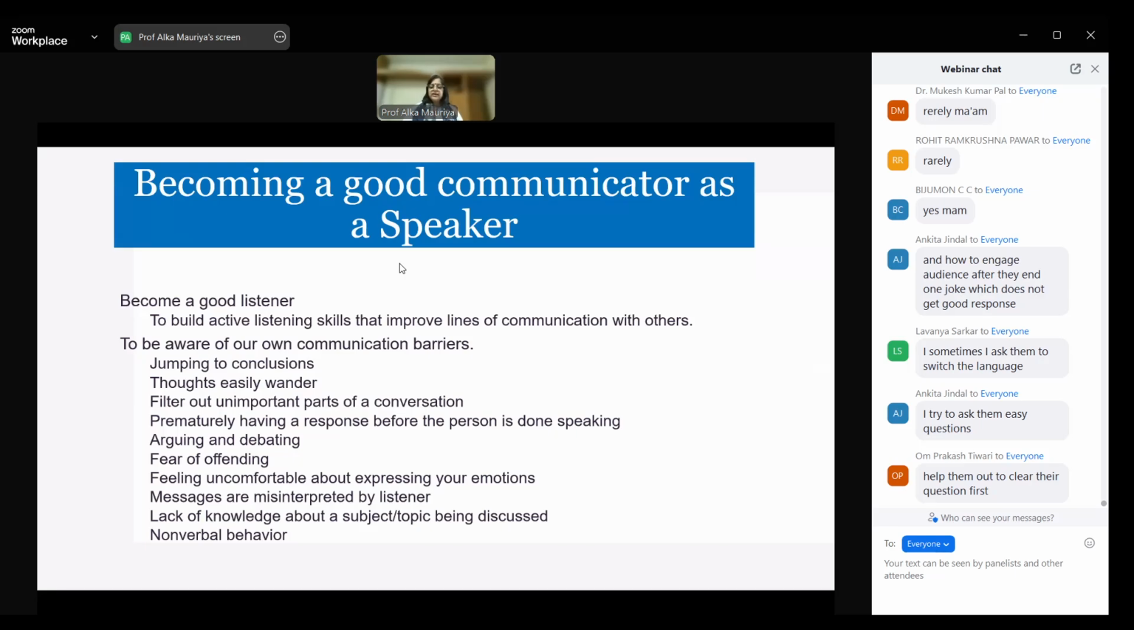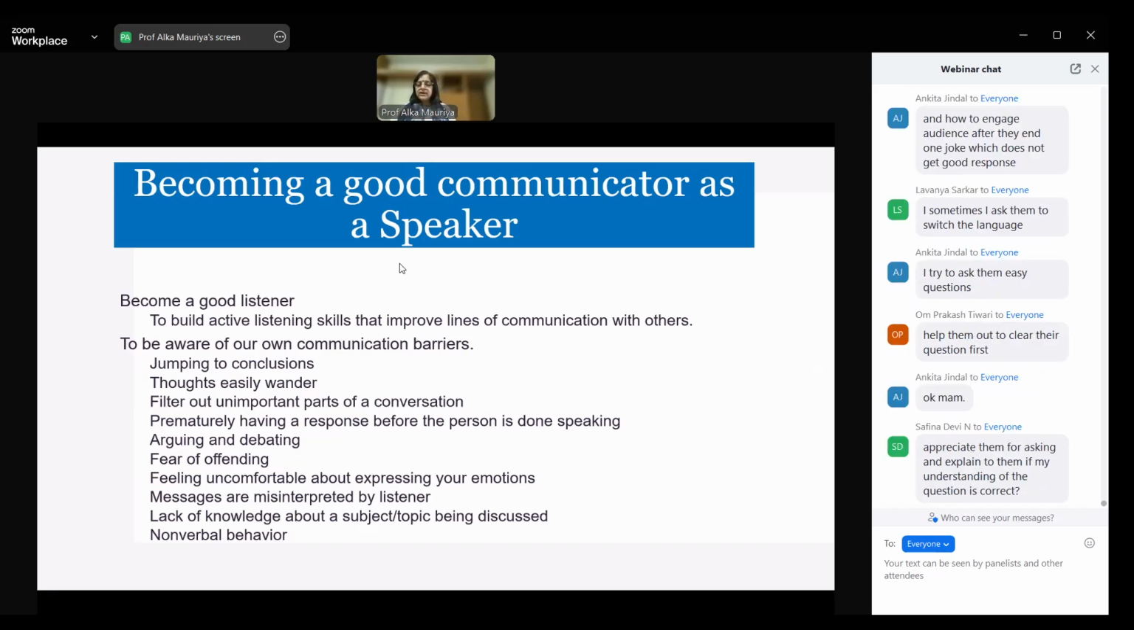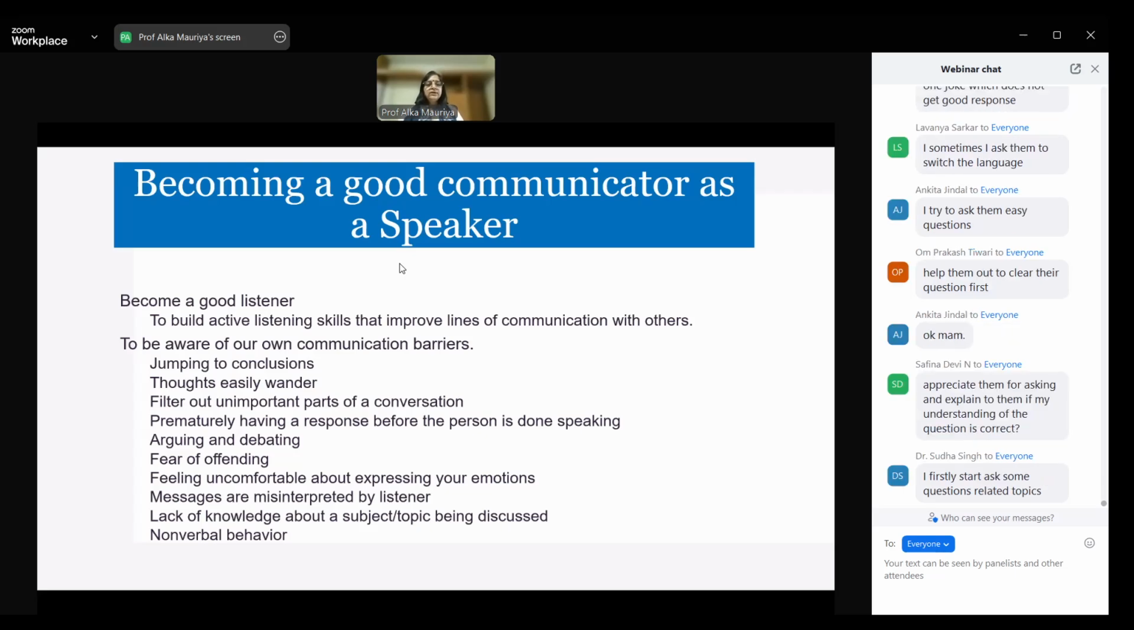Professor Om Prakash has written, help them out to clear their questions first, right? If they are not clear in posing the question, then we ask them, this is what you want to ask. Professor Safina has mentioned that we appreciate them for asking and explain to them if my understanding of the question is correct, right? So unless you are a good listener, you will not be able to identify the gap. And then you will not be able to take up the question and answer it properly in the class. So we have to be a good listener.